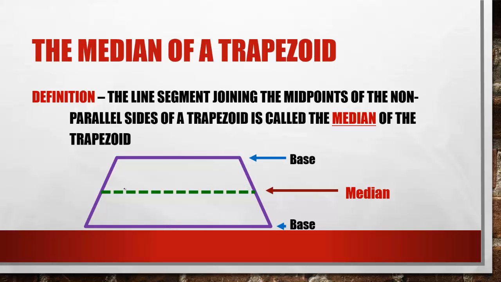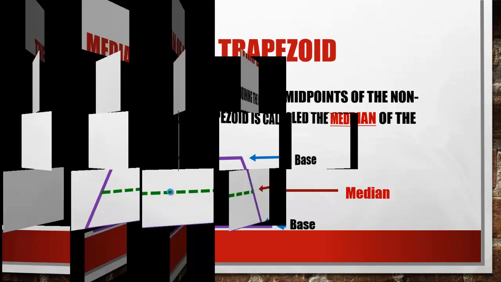And what that does, in addition to being the average of these two, is divide that segment into two congruent parts. Now that's not to say that this right here is congruent to this right here. This is congruent to this, and this is congruent to this, but not necessarily across. Only in an isosceles trapezoid.